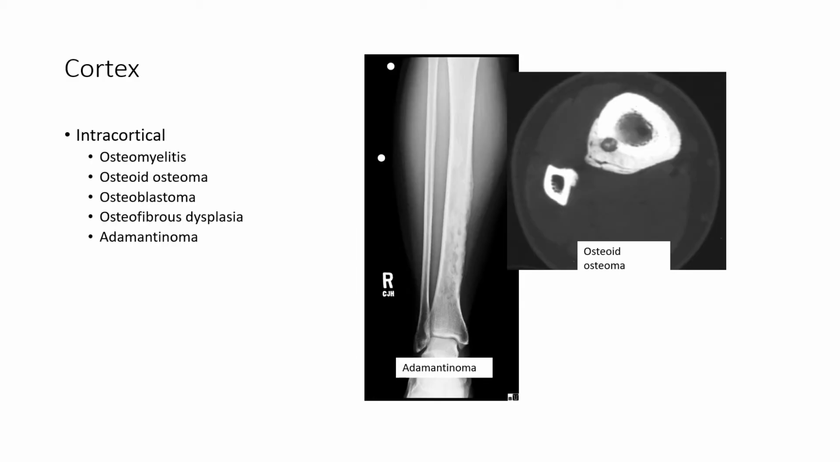The cortical response. There can be a response that's intracortical. Osteomyelitis, osteoid osteoma, osteoblastoma, osteofibrous dysplasia, and adamantinoma. Here's an example of an adamantinoma in the middle, where we see that soap bubble appearance running over a long span of the bone. Or the osteoid osteoma, seen in the upper right-hand corner, where the target lesion is within the cortex. It creates the irritation of the cortex through the prostaglandins, and that creates a unicortical lamellation.